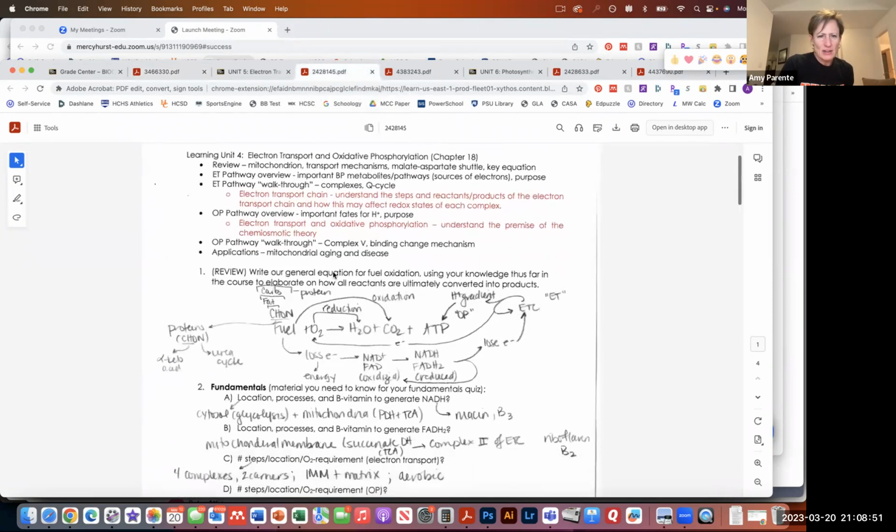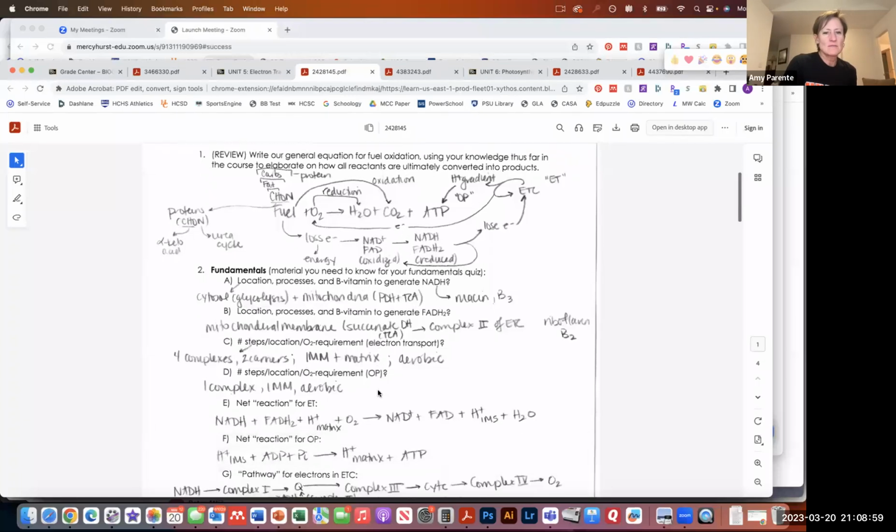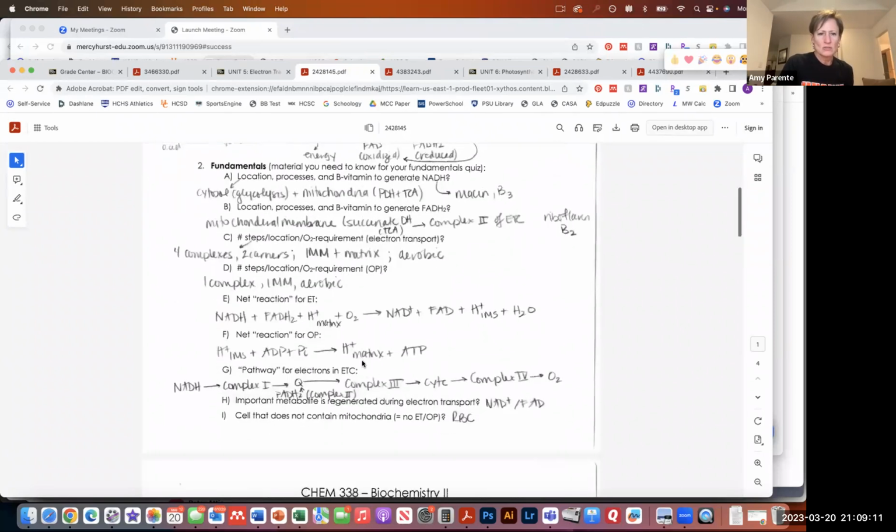So let's see, I'm going to just flip through the homework here. Right, here's our equation. So again, I would know that equation. Fundamentals pieces for ETOP. These may appear as individual questions when we're thinking about electron flow, right? Pathway for electrons. I would definitely know the pathway for electrons in electron transport in both mitochondria and chloroplast.